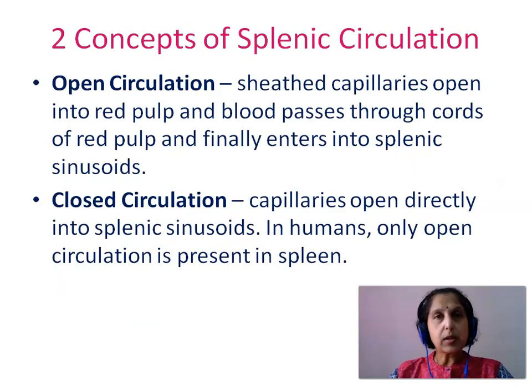There are two concepts of splenic circulation, the open circulation and the closed circulation. In open circulation, sheathed capillaries open into the red pulp and blood passes through cords of red pulp and finally enters into the splenic sinusoids. Whereas in closed circulation, the capillaries open directly into the splenic sinusoids. In human beings, only open circulation is present in the spleen.